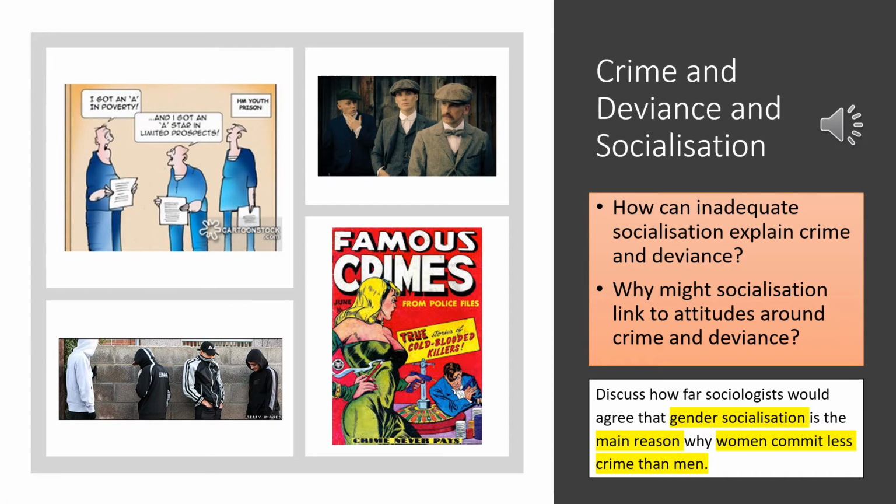Education, crime and deviance and socialization. Again, all of the issues that we've talked about can come back to this module and this topic. So you could explain crime or deviance as inadequate socialization.